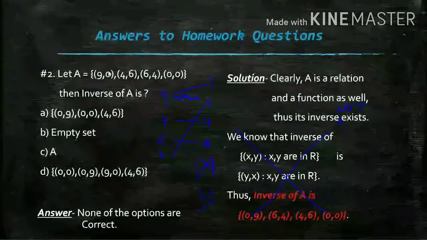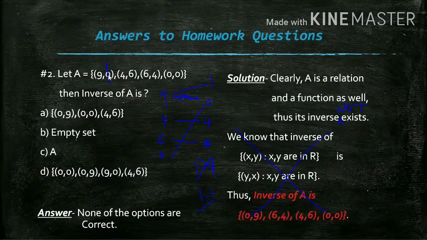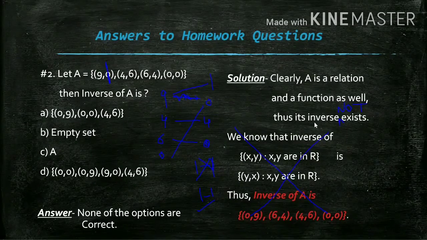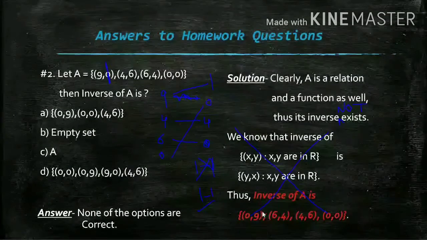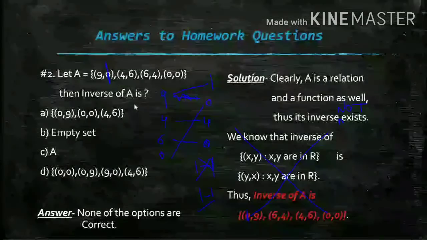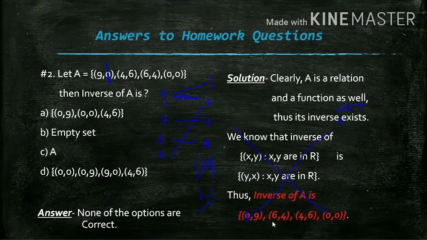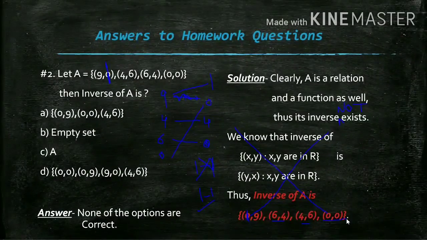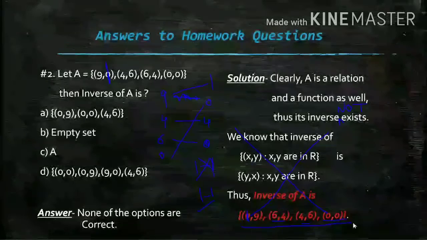So if the question had this 9 comma 1 pair, then it would be 1 1 onto. So that means its inverse exists, and the inverse would be this. I said you just interchange the x and y components. So 9 comma 1 would become 1 comma 9. 4 comma 6 would become 6 comma 4. 6 comma 4 would become 4 comma 6. And 0 comma 0 would be 0 comma 0. So then this would be the inverse.